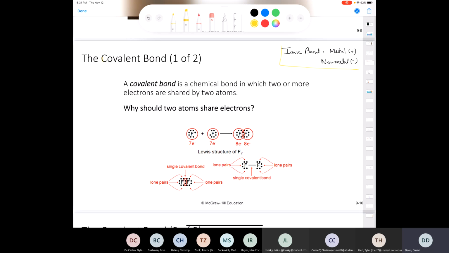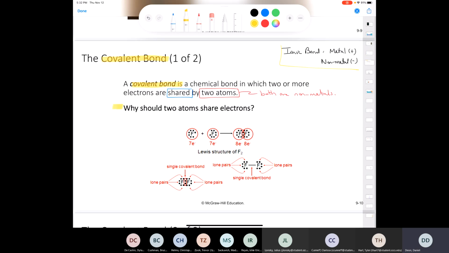Covalent bonds, again, major topic of this chapter. A covalent bond is a chemical bond in which two or more electrons are shared by two atoms. And those two atoms are both going to be nonmetals. If we think about the ionic bond again, the electrons are being transferred from the metal to the nonmetal, right? Transferred. Whereas in the covalent bond, we're going to see that the electrons are going to be shared by two atoms. Let's take a look at an example.